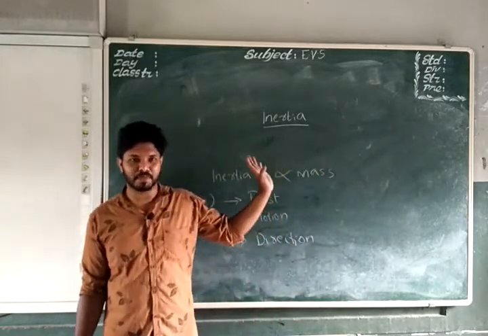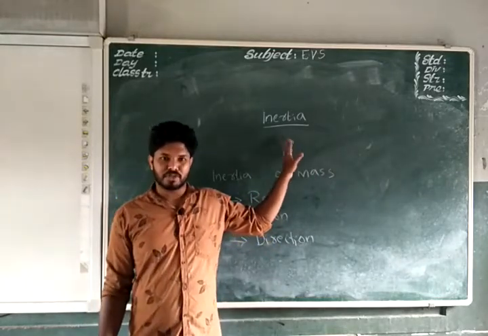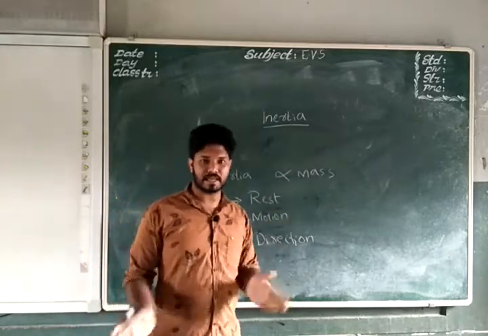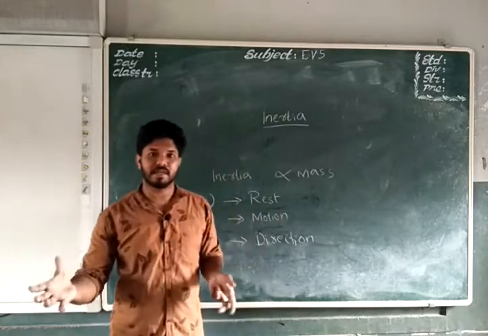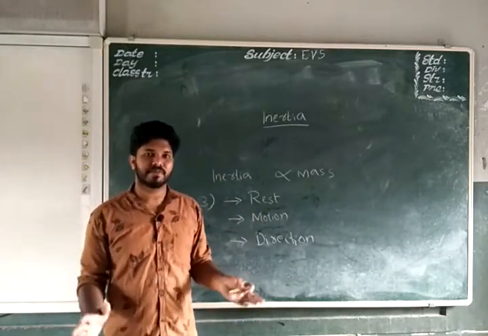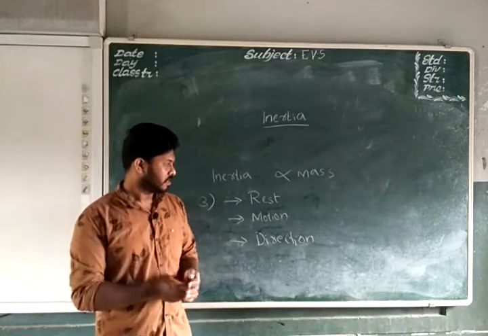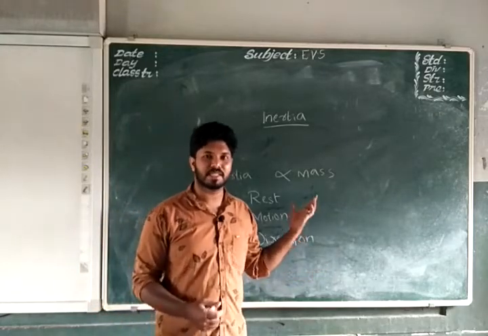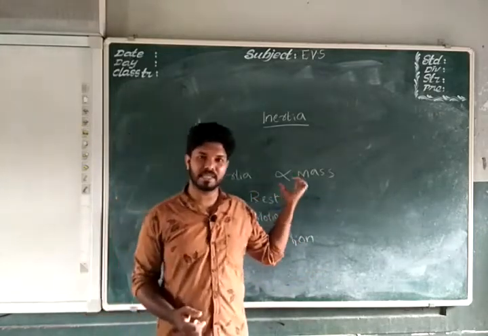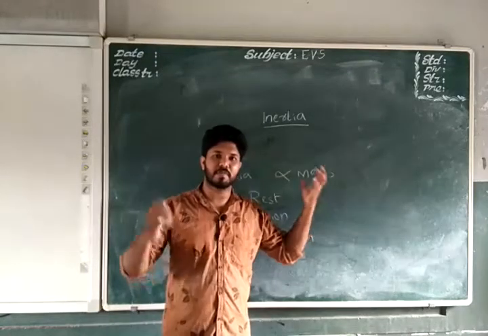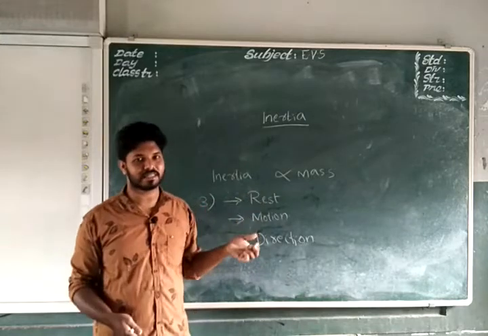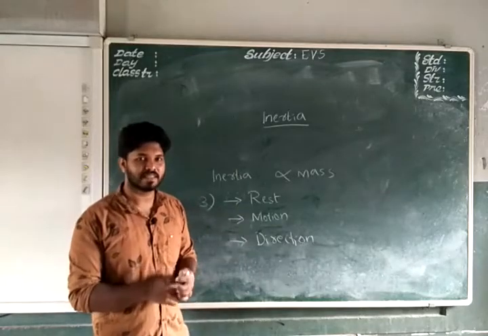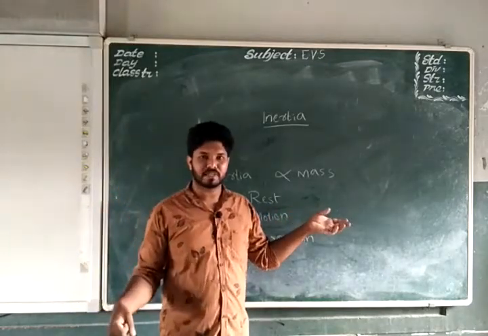Inertia is the inability of a body to change its state of rest, uniform motion or direction by itself. It can't. If you give external effort, it can change, but by itself a body can't change its rest, uniform motion or direction. This inability is called inertia, and it is directly proportional to the mass. If the mass increases, inertia also increases. Examples are a big rock and a very small paper box. It is easier to move a paper box than a big rock.